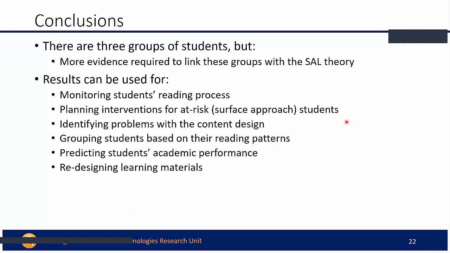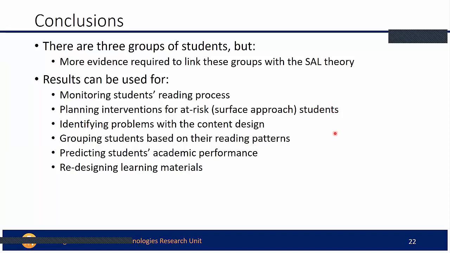So as a conclusion, we found these 3 groups, but more evidence is required to link these groups with the student approaches to learning theory, because we didn't use anything else to confirm if these clusters are connected to the surface, deep, or strategic approaches. But the truth is we found these 3 groups, their quiz scores are different from each other, and their reading patterns are also different. So we found these structures inside the data.